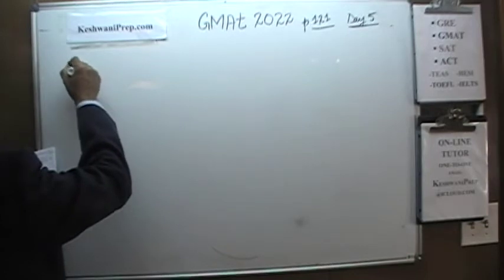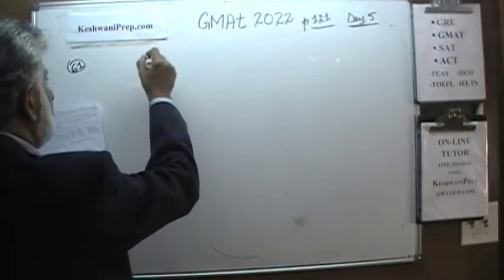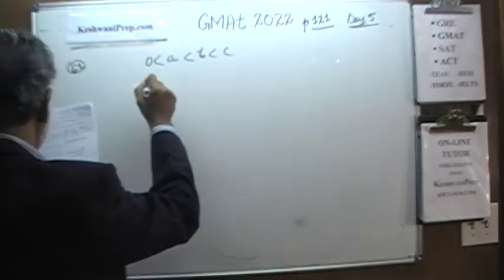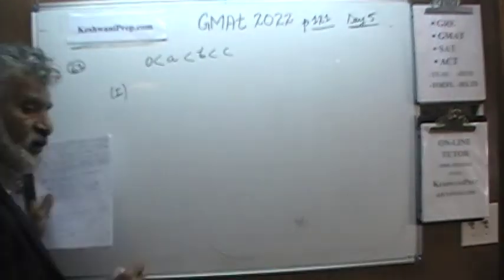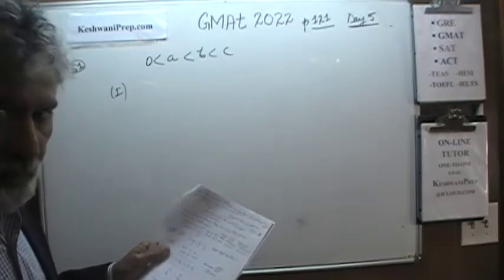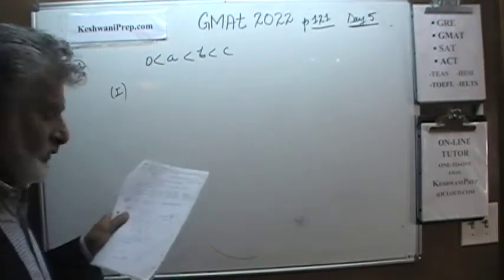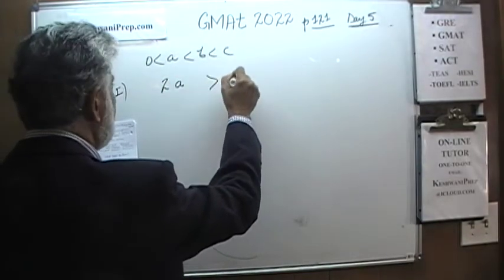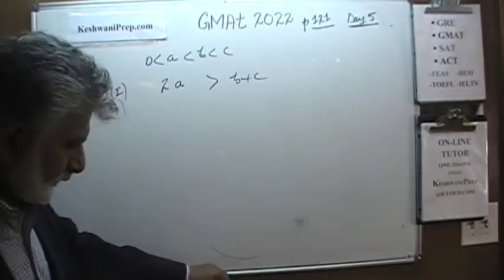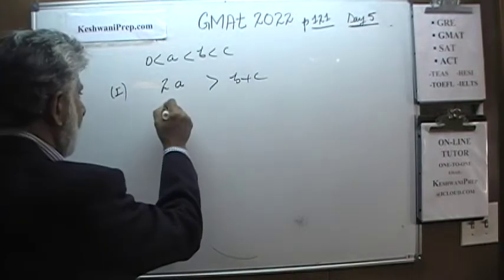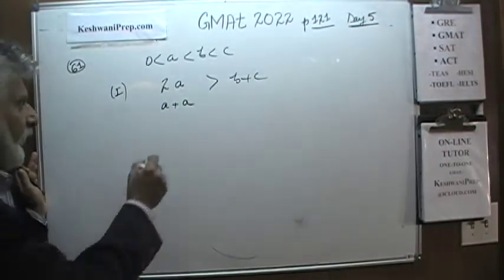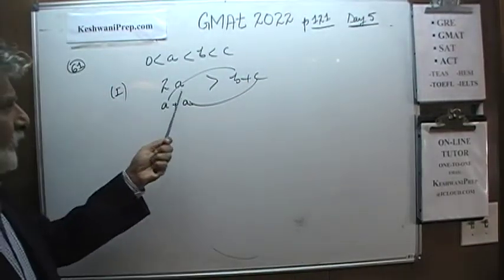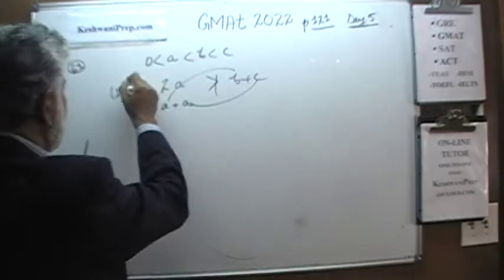In problem number 61, we are told that 0 is less than a is less than b, b is less than c. The question is, of the three statements that are given to us, which one is true and which one is false? First one says 2a is greater than b plus c. Well, 2a is simply a plus a. And a, we know, is less than b, and this a is less than c. How can this be true? 2a cannot possibly be greater than b plus c.